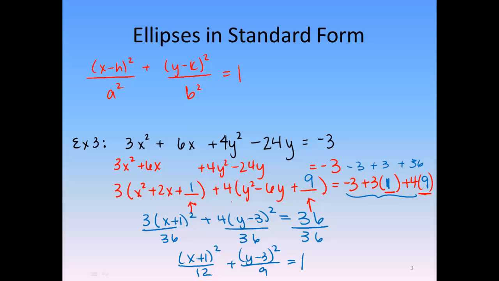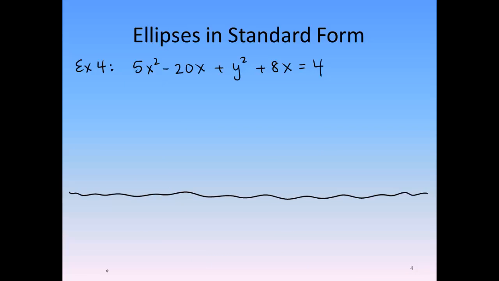So I have an ellipse centered at negative 1, positive 3, where you're going to move in the x direction the square root of 12, both left and right, and vertically you're going to move up 3 and down 3 to find the vertices and the covertices. We're going to try one more together.